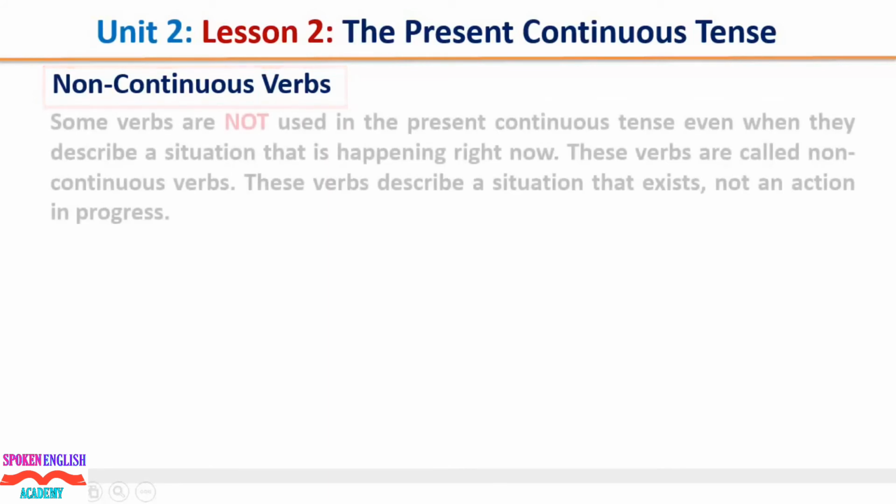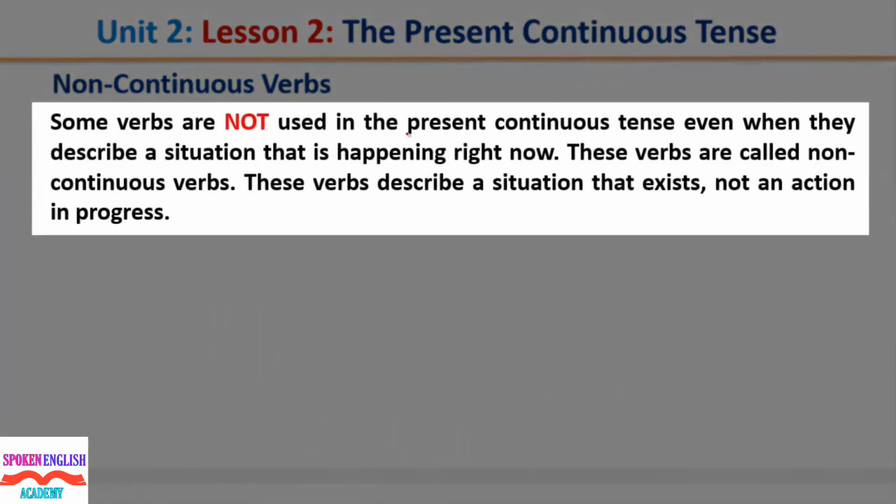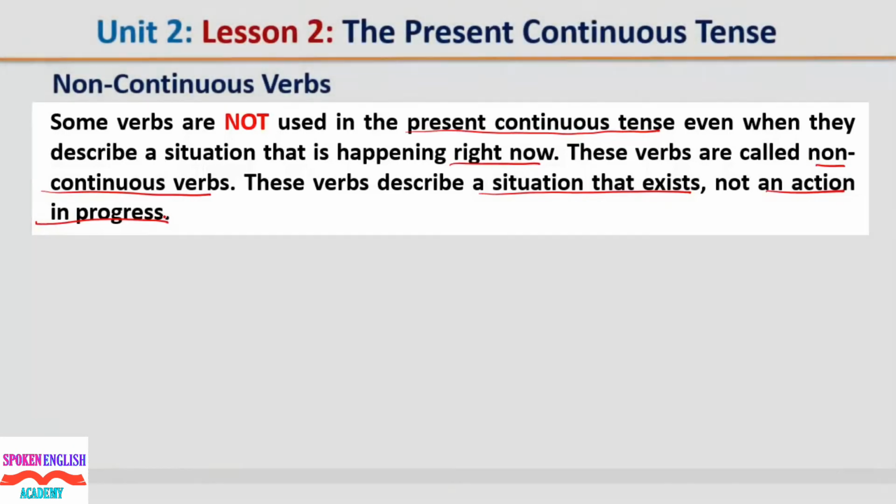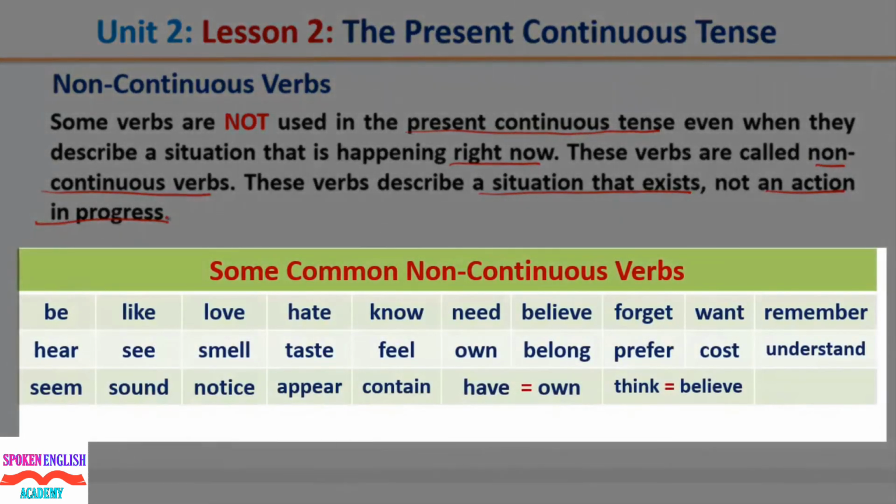Non-continuous verbs. Some verbs are not used in the present continuous tense, even when they describe a situation that is happening right now. These verbs are called non-continuous verbs. They describe a situation that exists, not an action in progress. So, the following verbs are not used in the present continuous tense. Why? Because they describe a situation, not an action in progress.